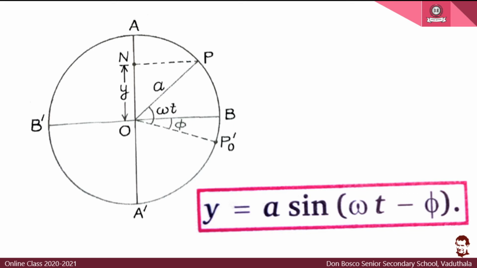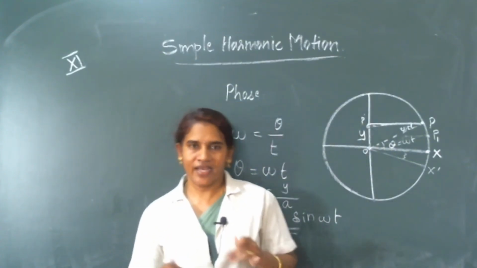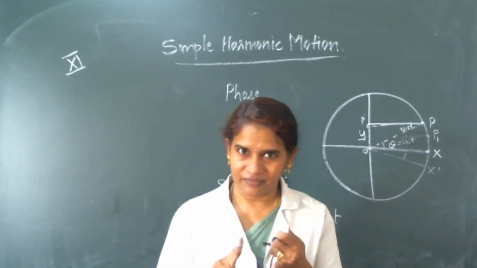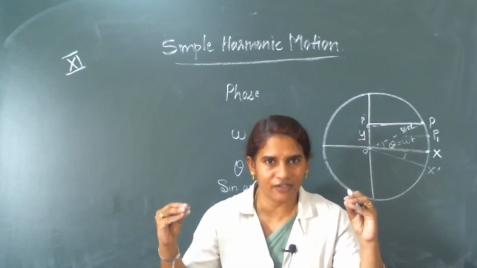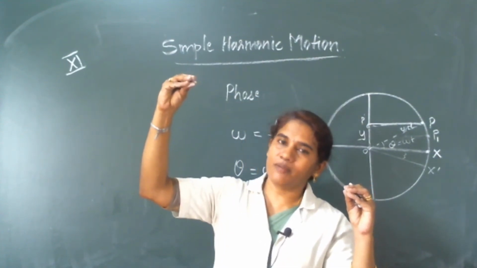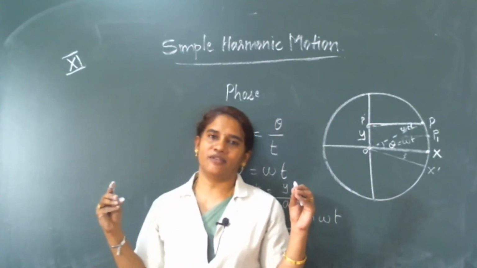So phase indicates the position of the particle. Positive means it is starting above the mean position. Negative means it is starting from a point below the mean position. This new term is something new to you. Now we have studied phase. The phase difference can be zero if starting from the center itself. Above the mean position, the phase difference is positive; below the mean position, it is negative.